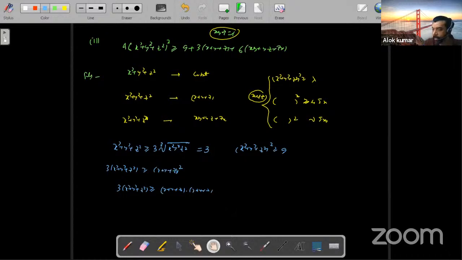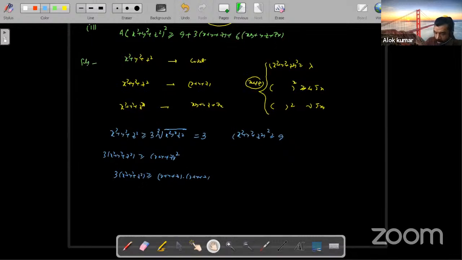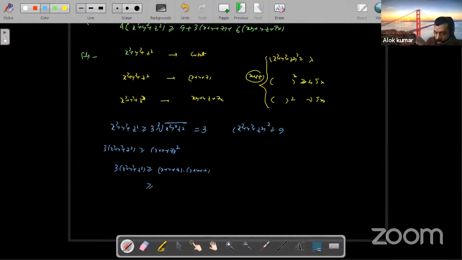I'm losing the degree now, so I'll split it up. Okay, let's do it. So this is greater than or equal to 3(x + y + z), thanks to the condition xyz equal to 1, that becomes greater than or equal to 3. So this becomes 3 times (x + y + z). So I have got x² + y² + z² greater than or equal to x + y + z. This I got, 3 cancels.